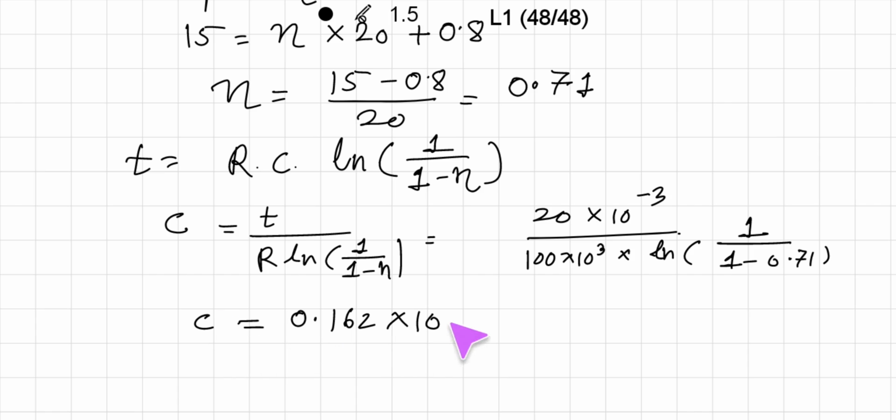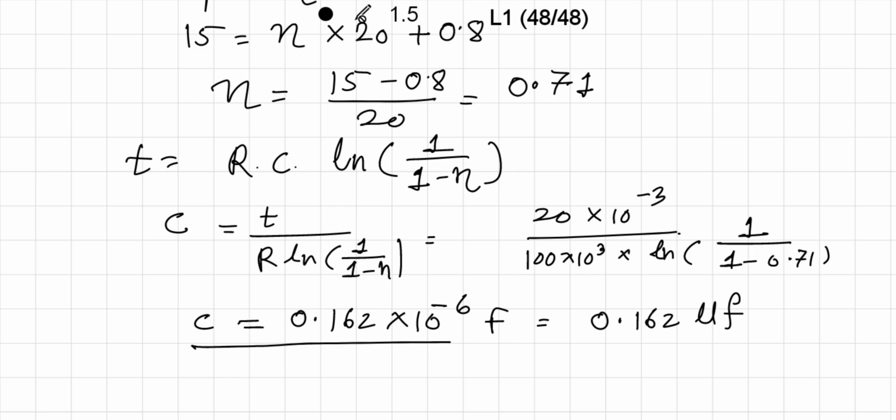Calculating, we get C is equal to 0.162 into 10 raised to minus 6 farad, or that is equal to 0.162 microfarad. So this way we can find out the value of the capacitor.